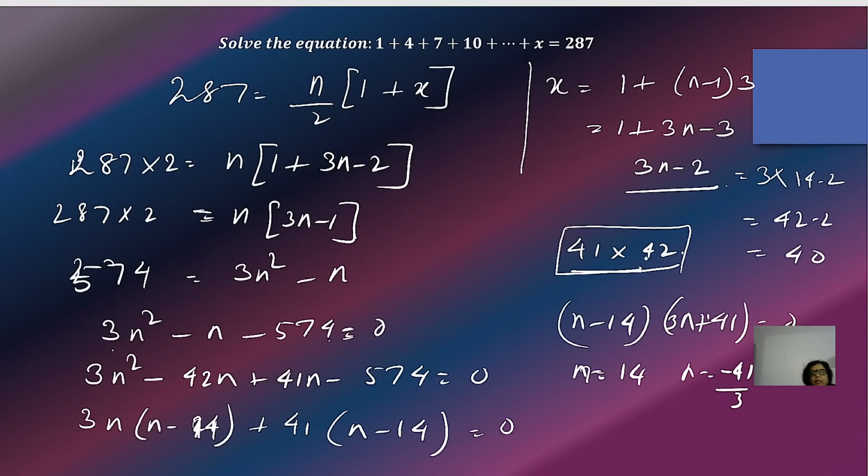Now finding out the factors is not a difficult task. You can break this up into prime factors and get the possible two terms which will give us the middle term as negative n and the product as 574 into 3. You can even do it with the help of the quadratic formula. So any method can be taken the help of. But remember, n cannot be negative or it cannot be a fraction.